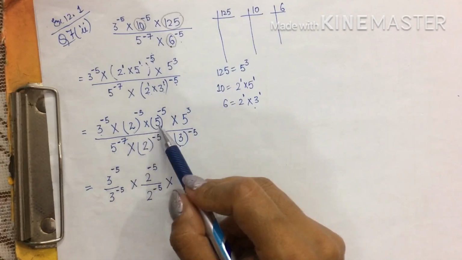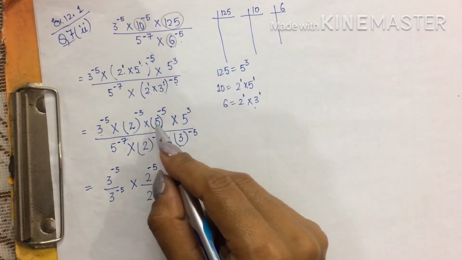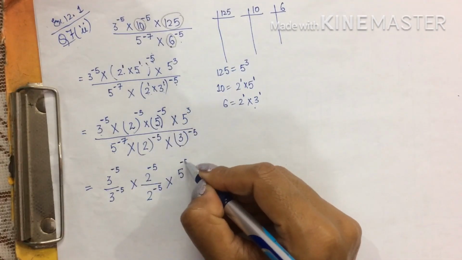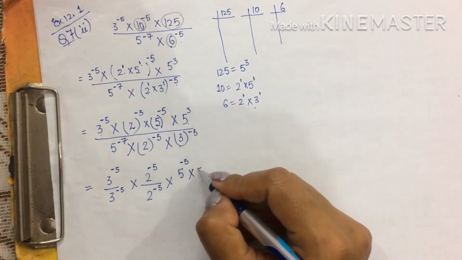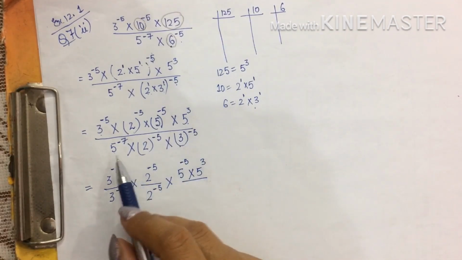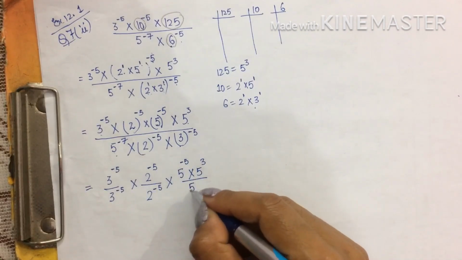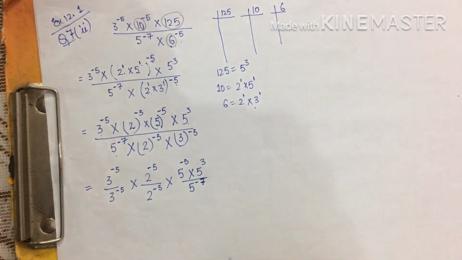Then I will collect the terms with base 5. From the numerator, I've got 5 raised to the power minus 5. Another term, 5 raised to the power 3. In the denominator, there is just one term for which the base is 5. Now let's solve.